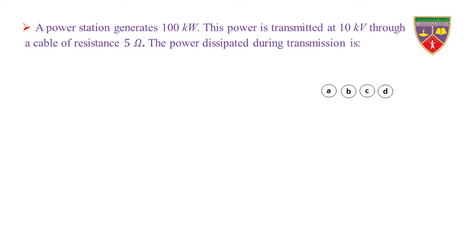A power station generates 100 kilowatt. This power is transmitted at 10 kilovolt through a cable of resistance 5 ohms. The power dissipated during transmission is: option A, 1000 watt; B, 500 watt; C, 250 kilowatts; D, 150 kilowatts. The key is 500 watts. Therefore, the correct option is B.